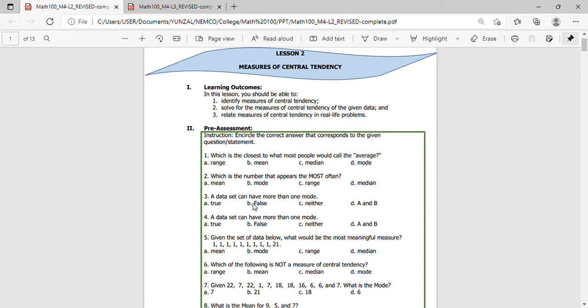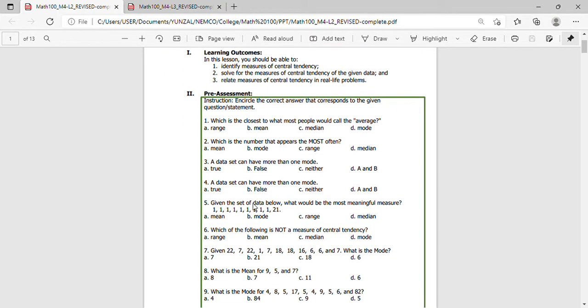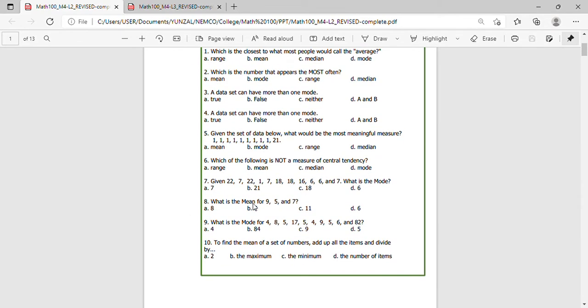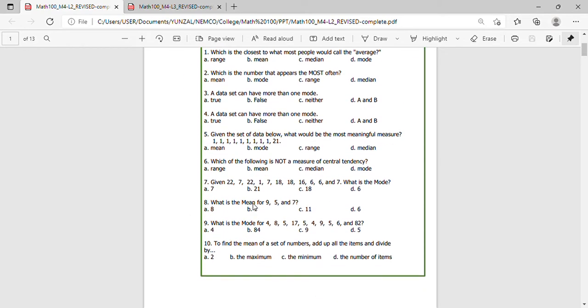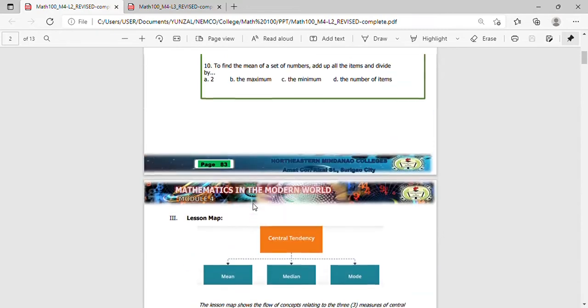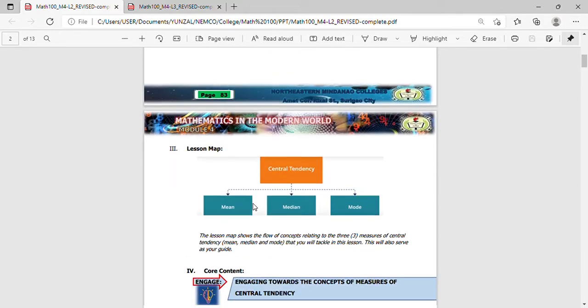Now, our learning outcomes for this lesson are for us to identify measures of central tendency; number 2, to solve for the measures of central tendency of the given data; and the last one, to relate measures of central tendency to real life problems. So we have here the pre-assessment for this module, and we also have our lesson map.